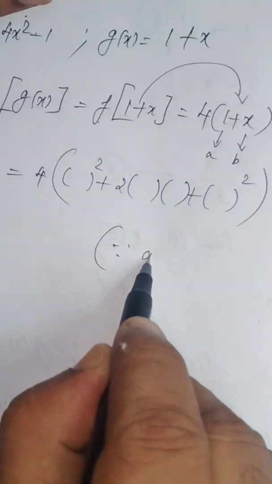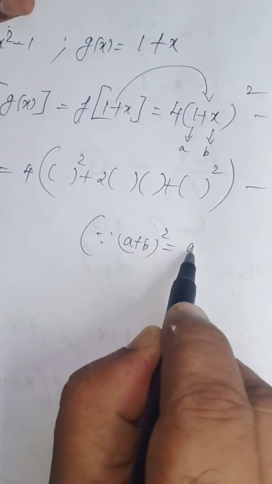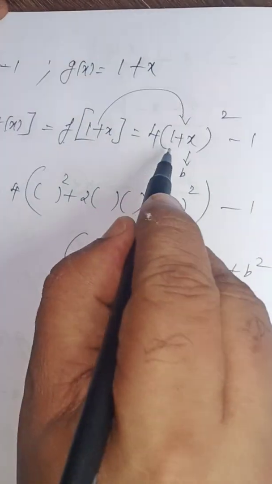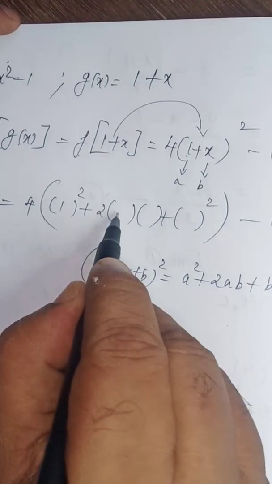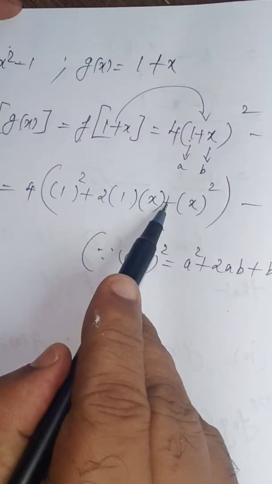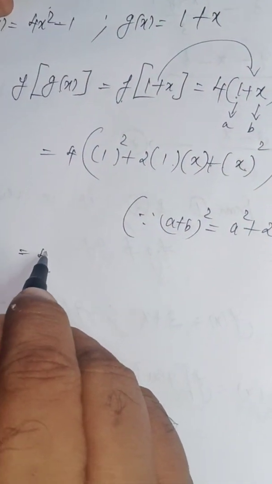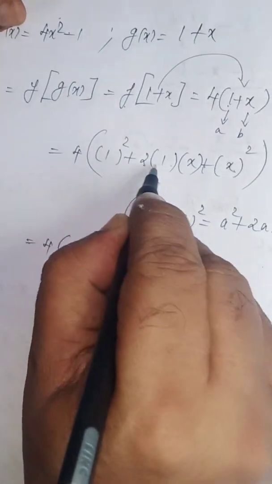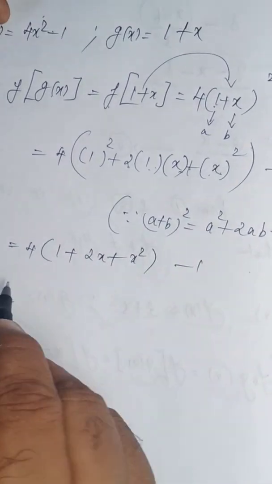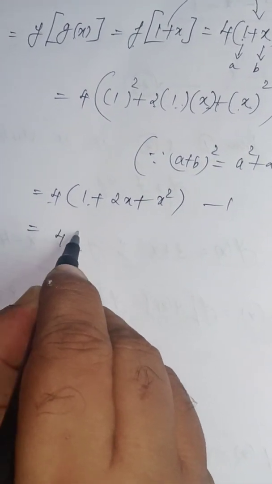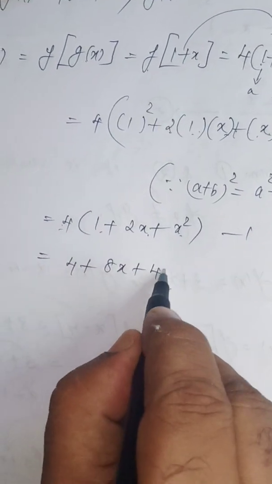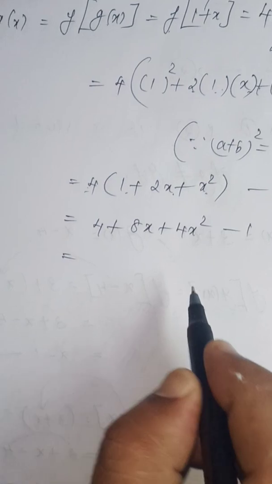I write the formula here. A plus b whole square formula: a square plus 2ab plus b square. Here a is equal to 1, b is equal to x. Here 1 square, here 1, here x square, because a square plus 2ab plus b square equals 4 times. 1 square is 1. 2 into 1 into x is 2x, and x square, minus 1. Multiply by 4. 4 ones are 4. 4 into 2x is 8x. 4 into x square is 4x square, minus 1 equals.